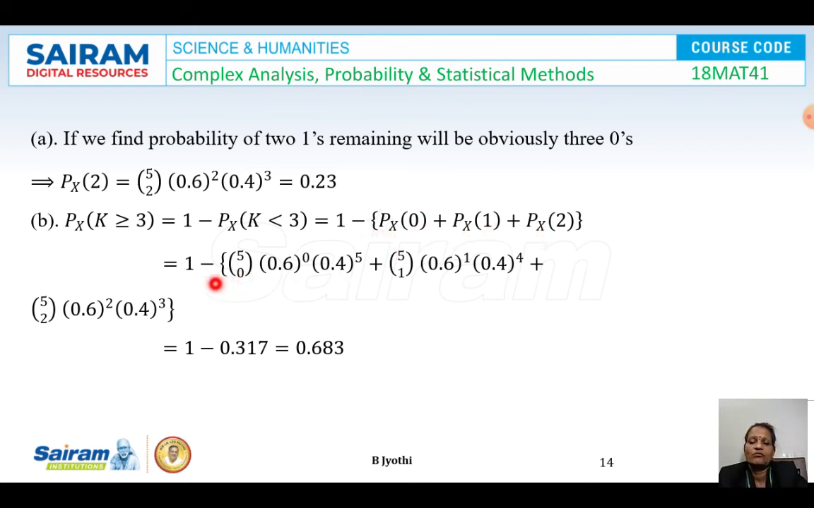So, it is 1 minus 5C0 0.6 to the power 0, 0.4 power 5 plus 5C1 0.6 power 1 and 0.4 power 4 plus 5C2 0.6 power 2 and 0.4 power 3. Therefore, on simplification, we are getting 1 minus 0.317, which is equal to 0.683.